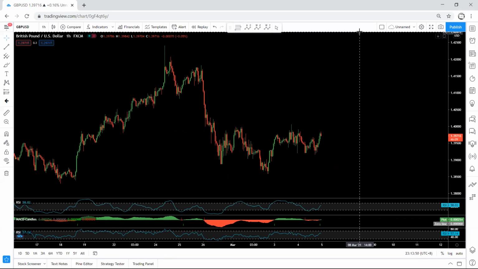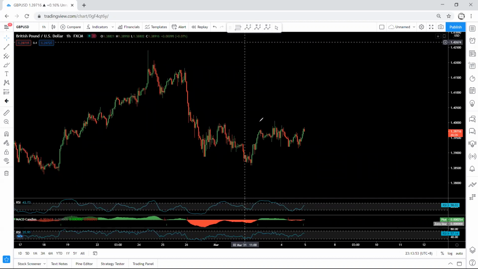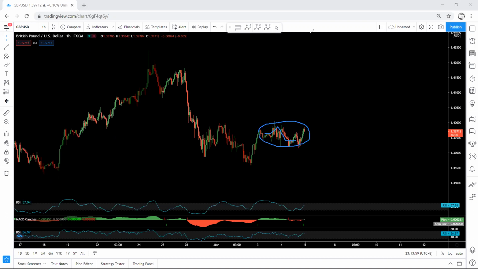Pound USD, we start with the 1 hour chart. As we can see, we are still within this correction. There is not much change from our analysis. Now we want to see whether we can look for a buy from what we have here.